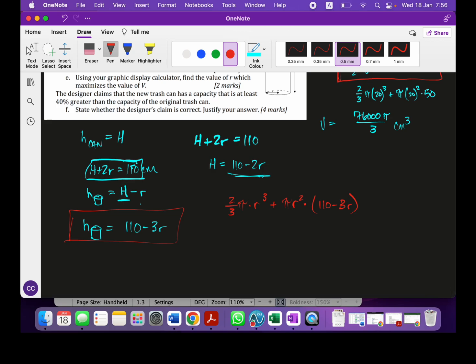Okay, now I just got to do some expansion and simplification. I got to expand this through that bracket. So that would turn into 110 pi r squared minus 3 pi r cubed. And then gathering like terms, that'd be negative 7/3 pi r cubed plus 110 pi r squared.